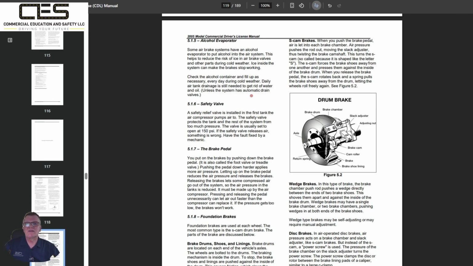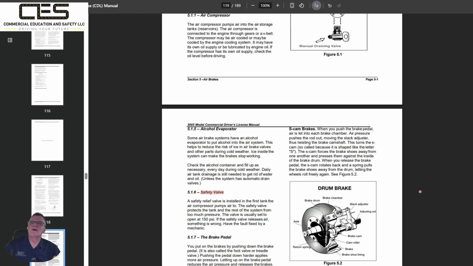This is for information, but you know what an alcohol evaporator does. Alcohol helps evaporate the water and keep it from freezing. The alcohol doesn't freeze like water does, so it helps. Even if it's got water in it, it's going to help keep your valves from freezing so your brakes work effectively. We'll move to 5.1.6, the safety valve.